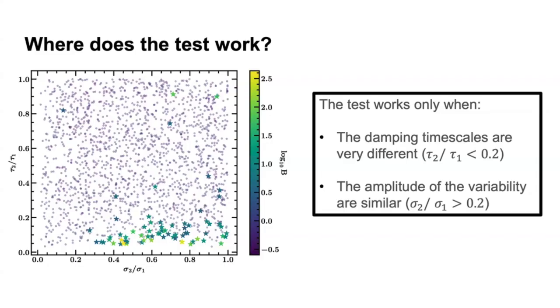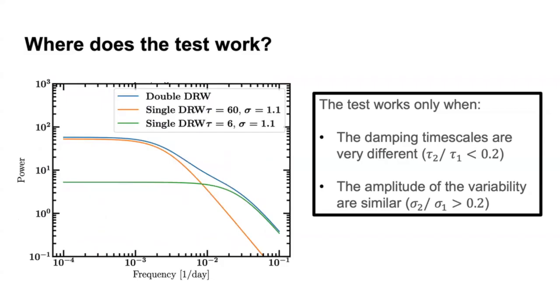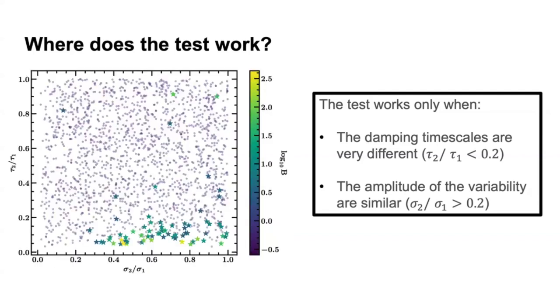Let's say we have a single damped random walk case. To me, the periodogram would look like this, and basically this kind of periodogram would be classified as a double damped random walk if the parameters are around here. And here the model cannot find them. So maybe that's why we have such a small fraction. Okay, yes, fine. Because you really narrowed down. Okay, yeah.